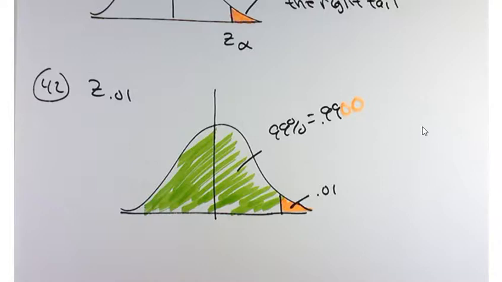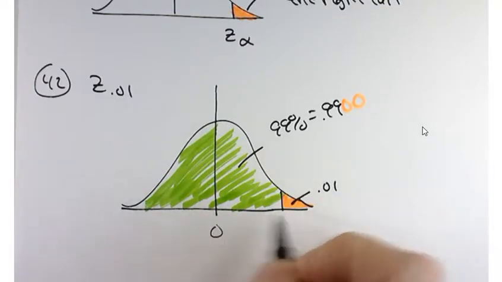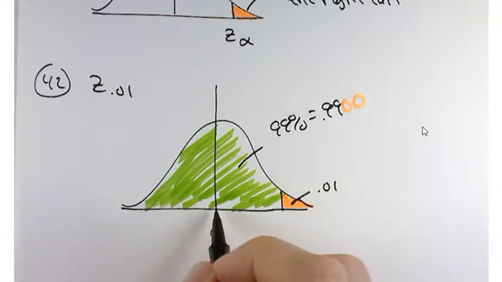So let's take out our tables. Now, is this point going to be to the right of 0 or to the left of 0? Should I be using the positive z table or the negative z table? Positive, yeah. This definitely, 99%, that definitely has to be in the right tail, because 50% would take us to 0.